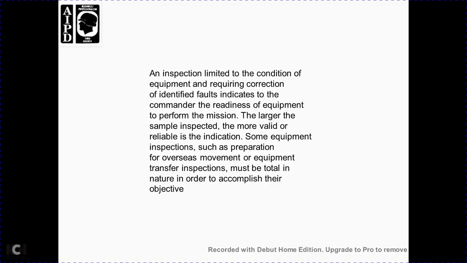Inspection limits the condition, identifying the equipment requiring correction, identifying the faults, and identifying the commander's readiness and the equipment's ability to perform the mission. The larger the sample inspected, the more valid and reliable the indication. Some of the equipment inspection, such as the preparation, will perceive the movement of the equipment transfer. The inspection must be total in nature in order to accomplish the objective.